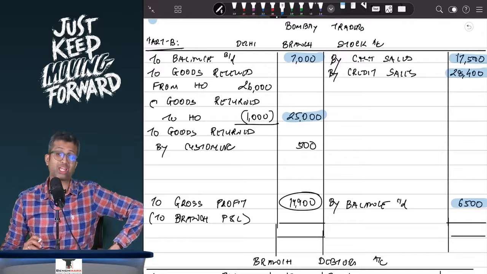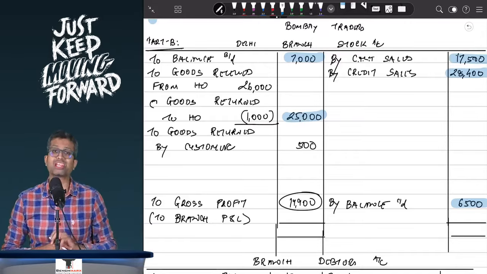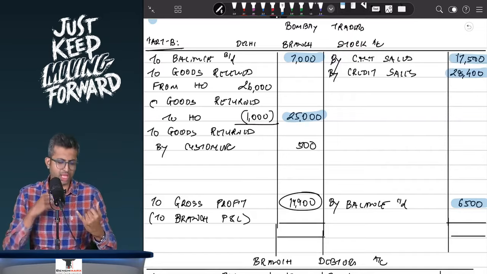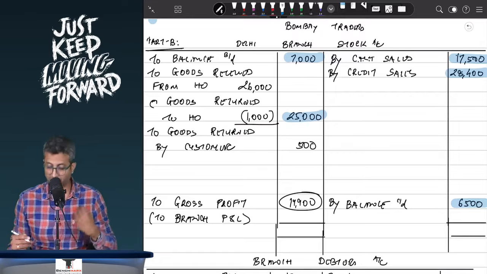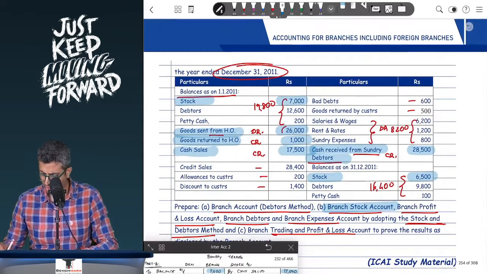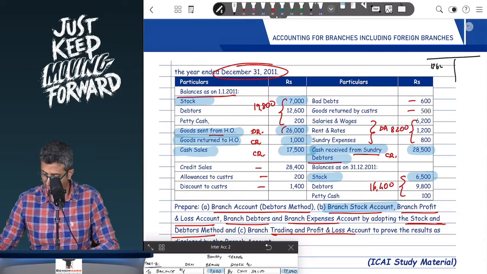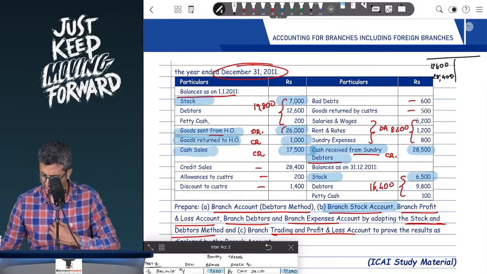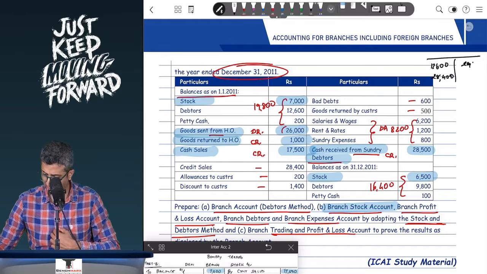We are not going to take cash collections. We are going to take credit sales over here, because there may be bad debts, there may be discount, there will be other expenses. So how will you calculate credit sales? Well, you will prepare a debtors account. Like you did earlier, if I were to prepare a debtors account, your opening debtors were 12,600. During the year, there was a credit sale of 28,400. Okay, so that is given to us, credit sales of 28,400. Then there was a collection of 28,500. There was a bad debt of 600.